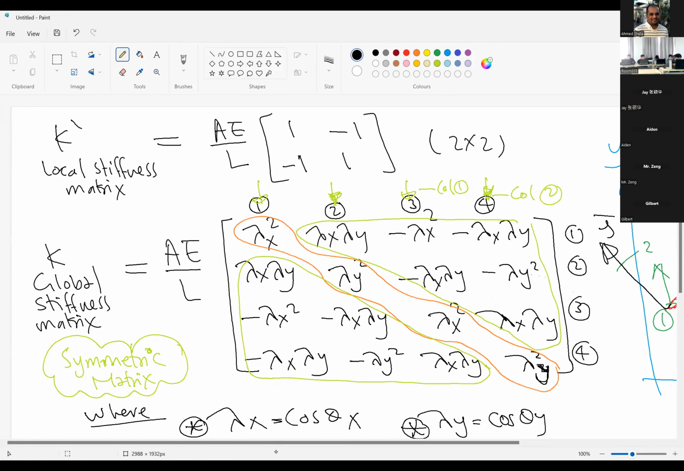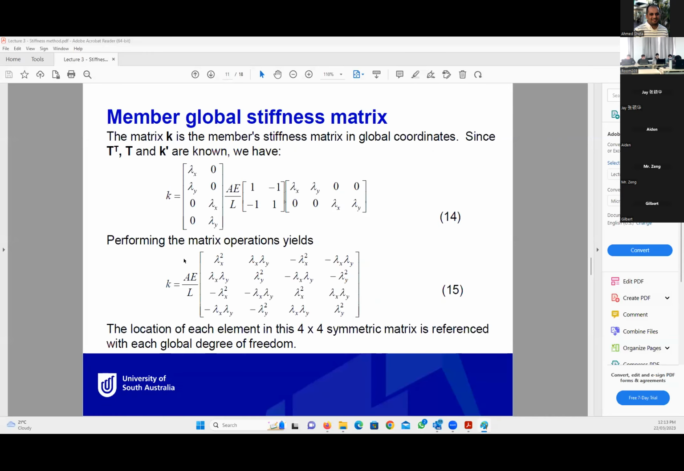Do you have any questions for this one? This is the final output we need in this lecture, equation 15: K global equal to AE over L times the matrix we have.